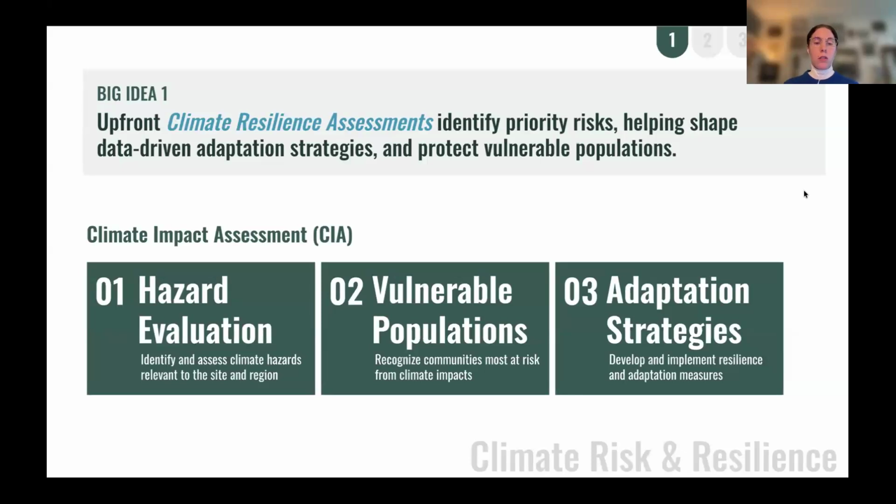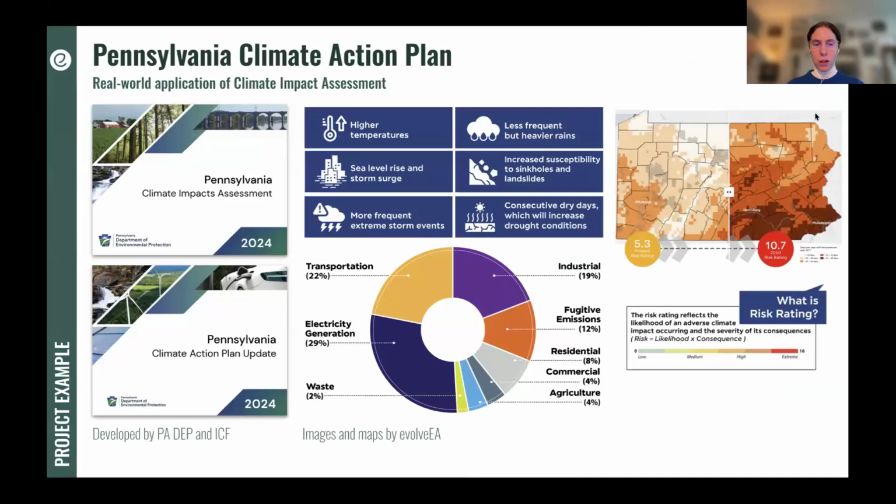The second is to recognize that some communities and some populations are more at risk and more vulnerable to these climate impacts than others. So by the end of this process, you will have an understanding of what the prevailing risks are using climate modeling data, who is most at risk, and then being ready to develop mitigation strategies and adaptation measures around that. A great real-world application of this is the Pennsylvania Climate Action Plan. So I will pass it to Meghna to talk through some of that work.